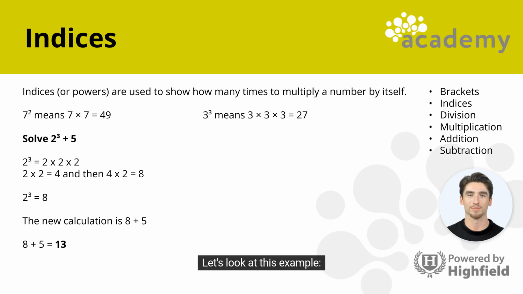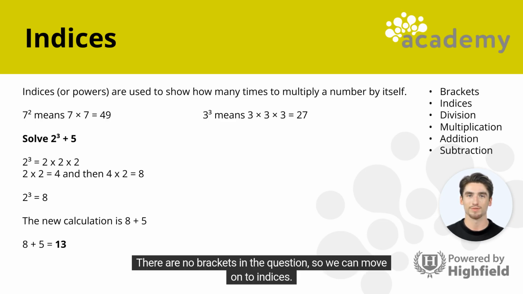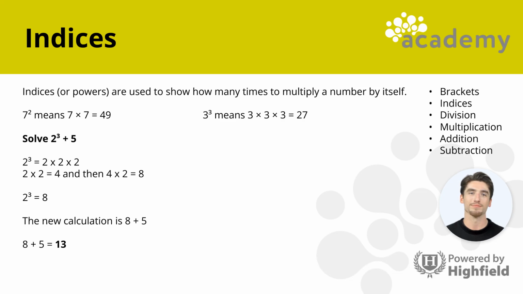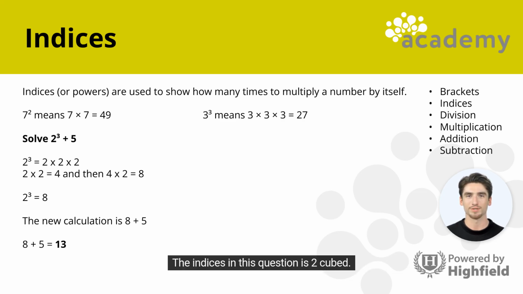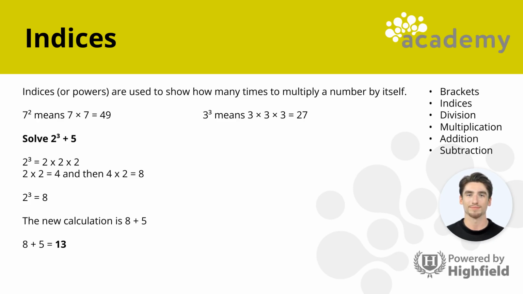Let's look at this example. Solve 2 cubed plus 5. Let's use BIDMAS to calculate the answer. There are no brackets in the question, so we can move on to indices. The indices in this question is 2 cubed. This means 2 multiplied by 2 multiplied by 2. 2 multiplied by 2 equals 4. Then 4 multiplied by 2 equals 8. 2 cubed is 8.